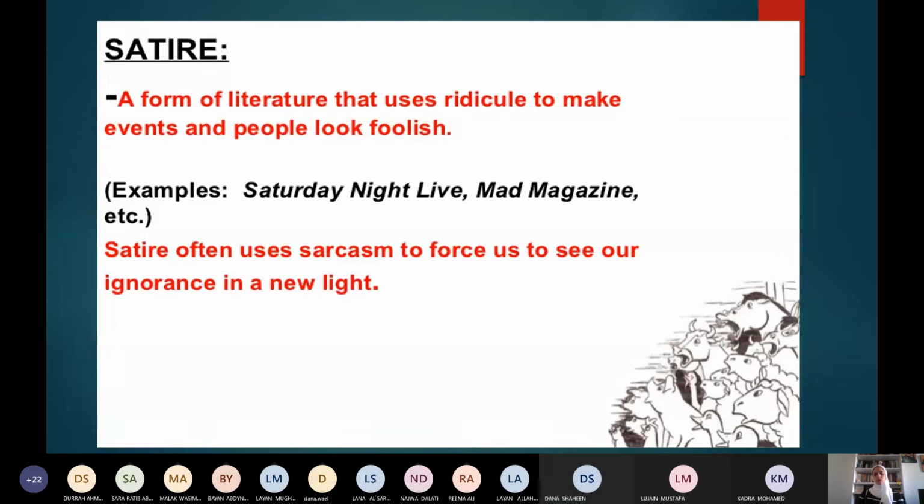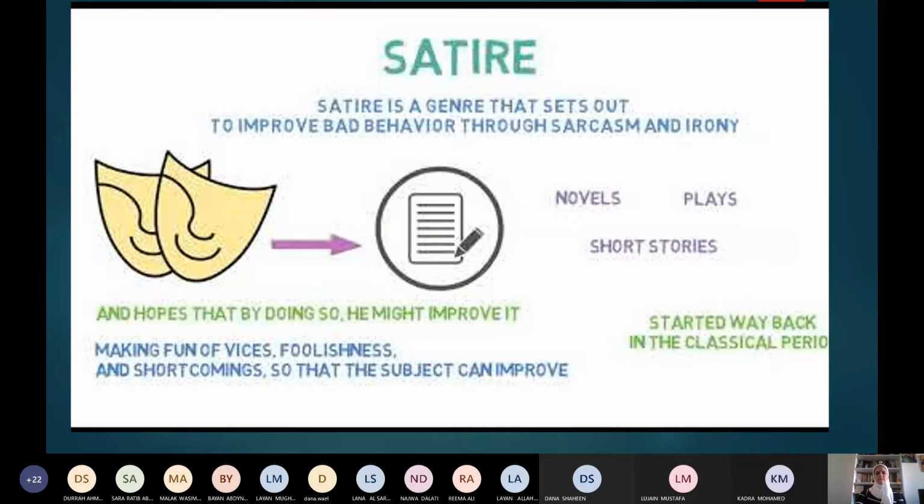Yes. So we met static and dynamic, dramatic irony, and satire. Before we move to the tone, do you understand satire? Yes.